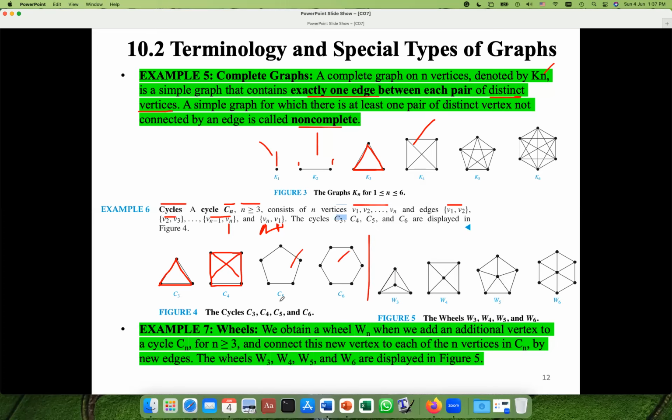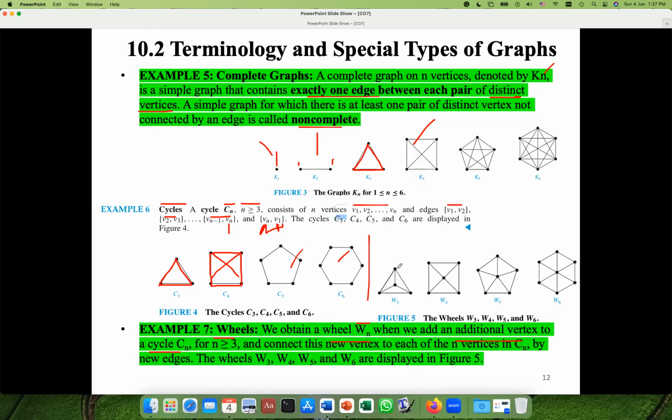Now the wheels. Wheels have only some additional vertex inside the cycle, and then you connect all the other vertices with that additional vertex, nothing else. We can represent the wheel with Wn. We add an additional vertex to a cycle Cn, and here also for wheels n is greater than or equal to 3, the same condition. Then you connect this new vertex to each of the n vertices available in the cycle.